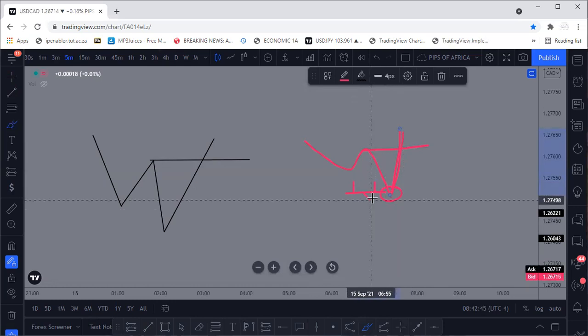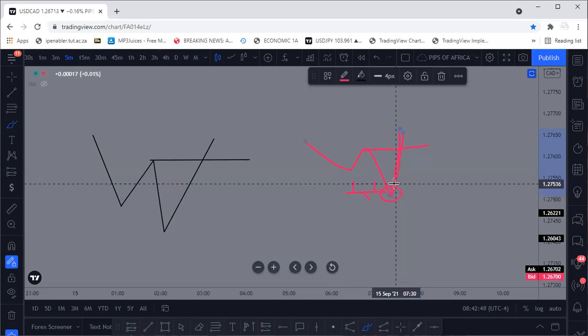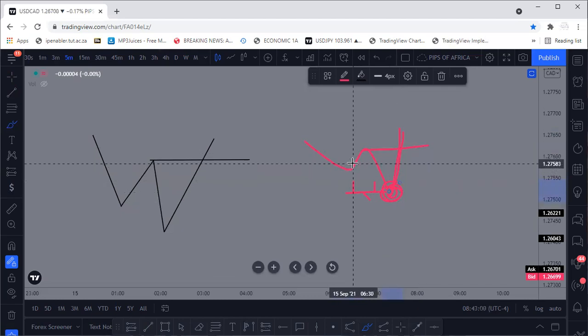If there was no liquidity that was taken out, you need to see at least a bullish order block somewhere here, that caused the market to break the structure.